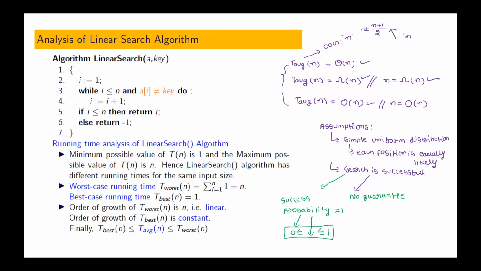Now we calculate the average number of operations performed when the success probability is, say, P, where P is the success probability. That's what we calculate in linear search. Earlier, we calculated average case running time with the assumption that search is always successful with probability 1. Now we are going to calculate in general. We assume that it follows a simple uniform distribution, but the success probability is P, where P can be any value from 0 to 1.